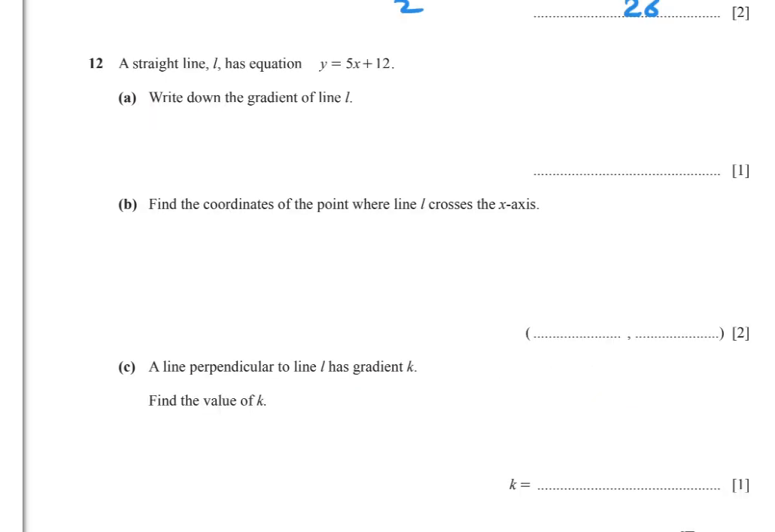Number 12. A straight line L has equation y equals 5x plus 12. Write down the gradient of line L. The gradient of the line is the coefficient of x, which is 5.